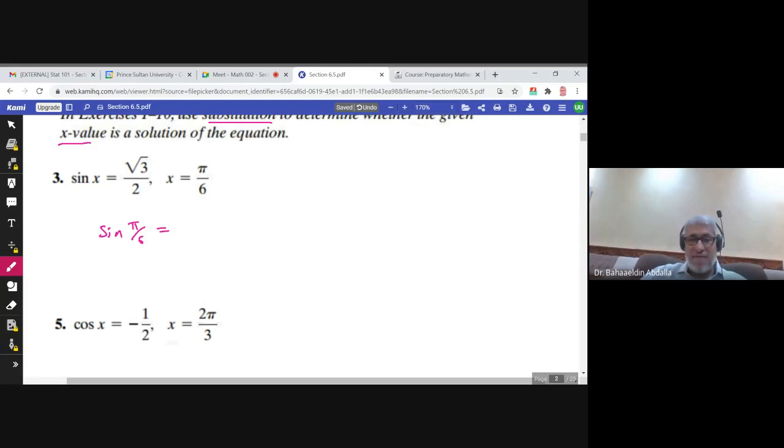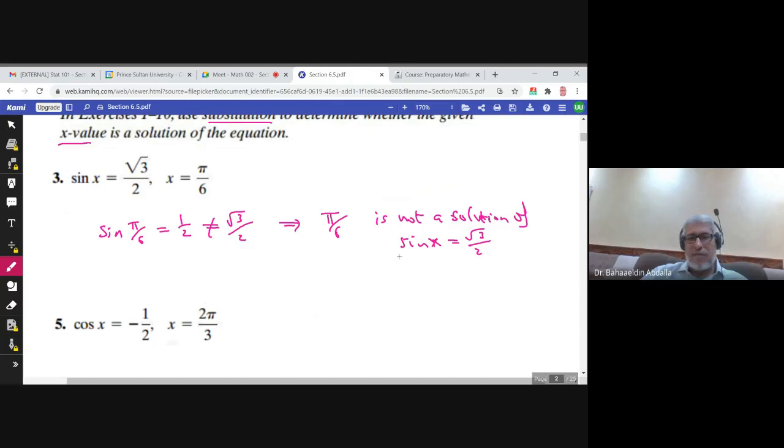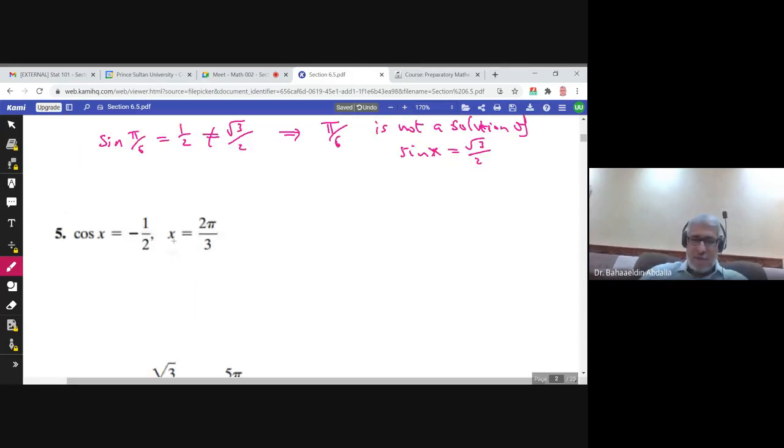So the answer is half. Sine pi over 6 is half. It is not square root of 3 over 2. So pi over 6 is not a solution of this equation, because we tried pi over 6 and it didn't work. Okay, I hope you understand. So please check this one.